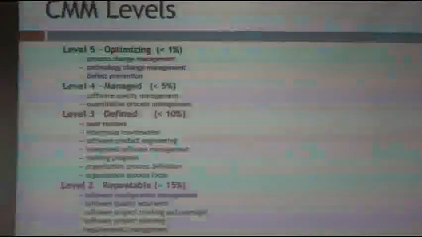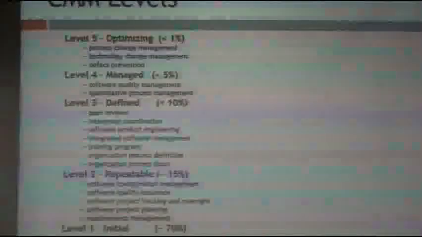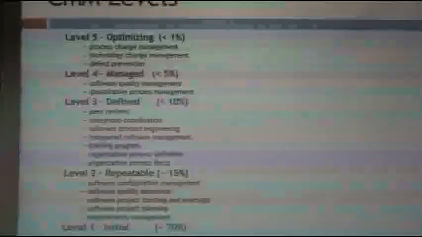At level 1, the initial level, all the requirements analysis happens. Level 2, repeatable, covers software configuration management, software quality assurance, project tracking and oversight, project planning, and requirements management. This takes 15% of the time. Level 3, defined, covers peer reviews, intergroup coordination, software product engineering, integrated software management, training program, organization process definition, etc. Level 4 is a somewhat higher level: software quality management and quantitative process management. And level 5, optimization: process change management, technology change management, and defect prevention.